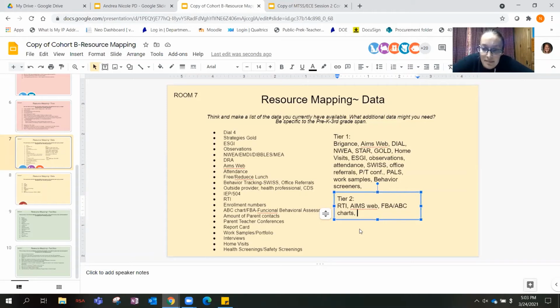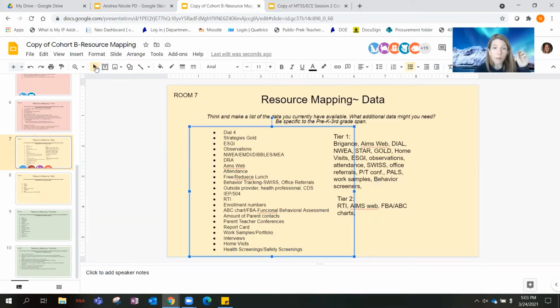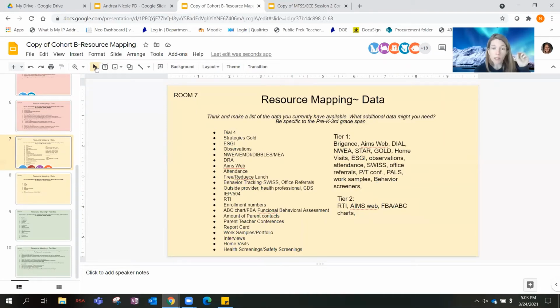I sort of feel like it's just going to repeat, like almost everything would go into both tiers. Oh, that's an interesting point to make though, right? Because what if you're trying to use the same screener in the same way to identify a different tier? Do you know what I'm saying?